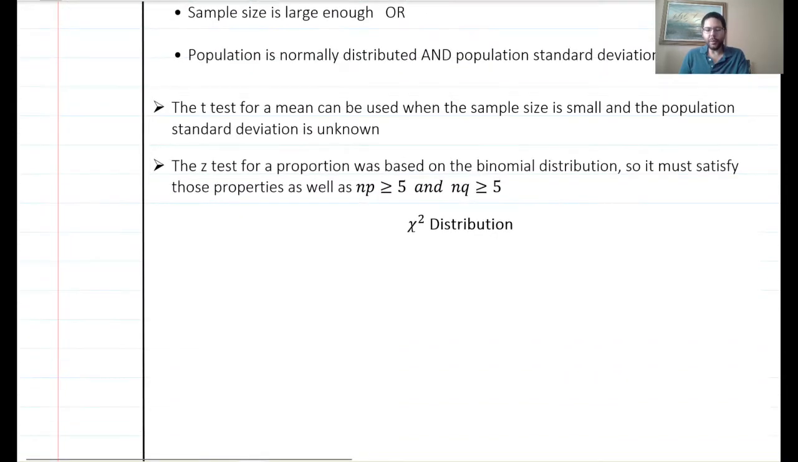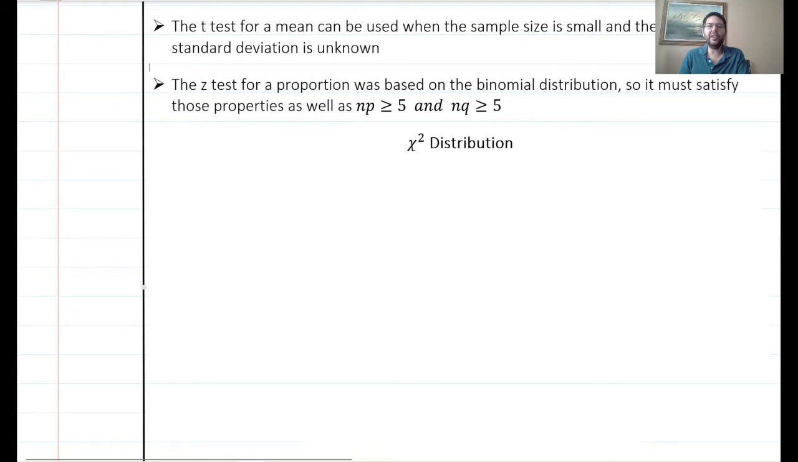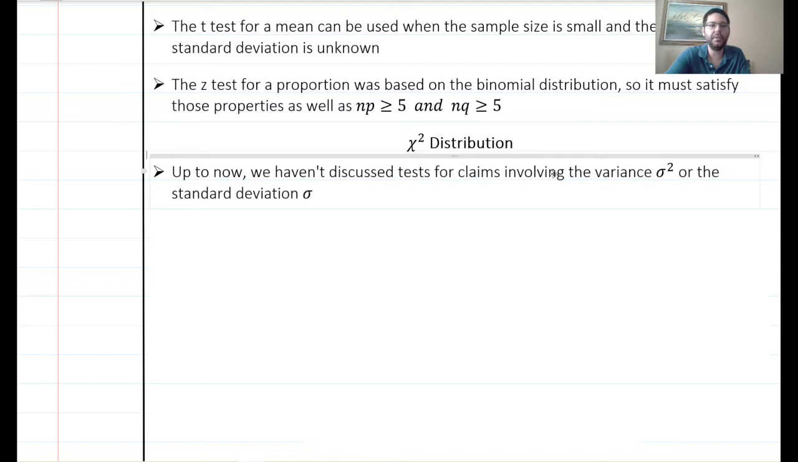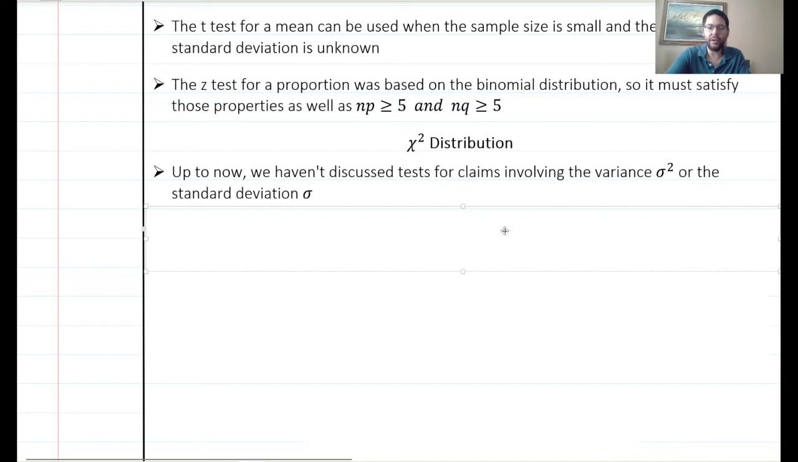So now we're going to talk about the chi-square distribution. We talked about the z distribution and the t distribution. Remember that the t distribution was a family of curves, unlike the z distribution, which was just a single curve. Well, the chi-square distribution is similar to the t distribution in that it is actually a family of curves. So up to now, we haven't really discussed claims involving the variance or the standard deviation. We've only done the proportion and the mean. So we're going to start looking at those today.